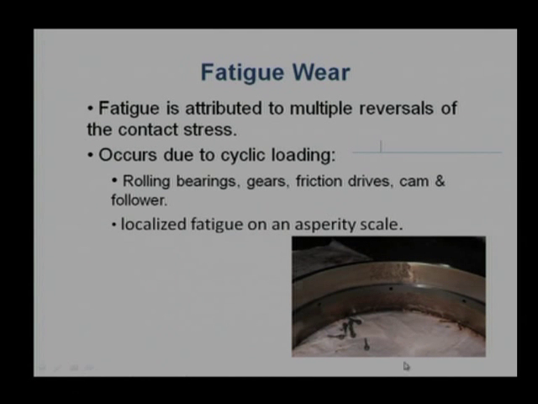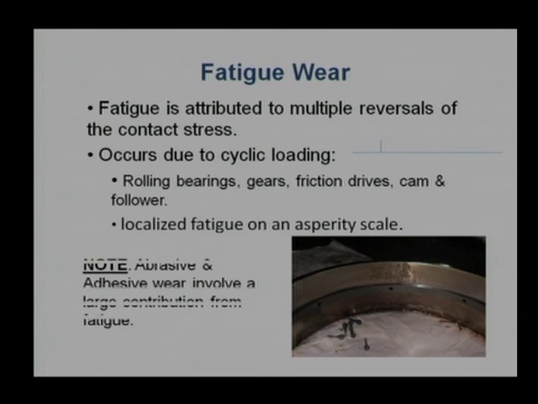This is one typical example which was also shown in the first lecture. You can see the pits generated on the inner surface of the outer ring. These are the pits generated, and this is a fatigue failure. We know that if we use this kind of ring again in operation, there will be highly irregular performance, and a lot of noise will be generated. And at the end of the slide it says that abrasive and adhesive wear involve a large contribution from fatigue. Even though we are using the words abrasion or adhesion, they are basically governed by fatigue.